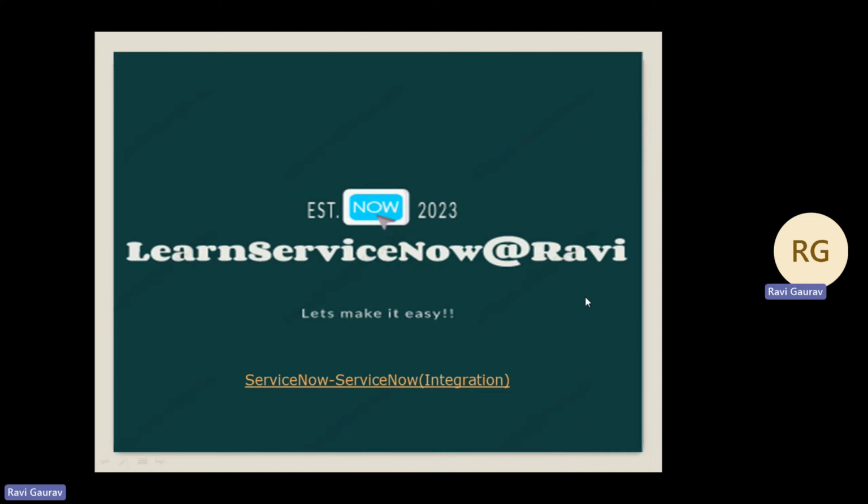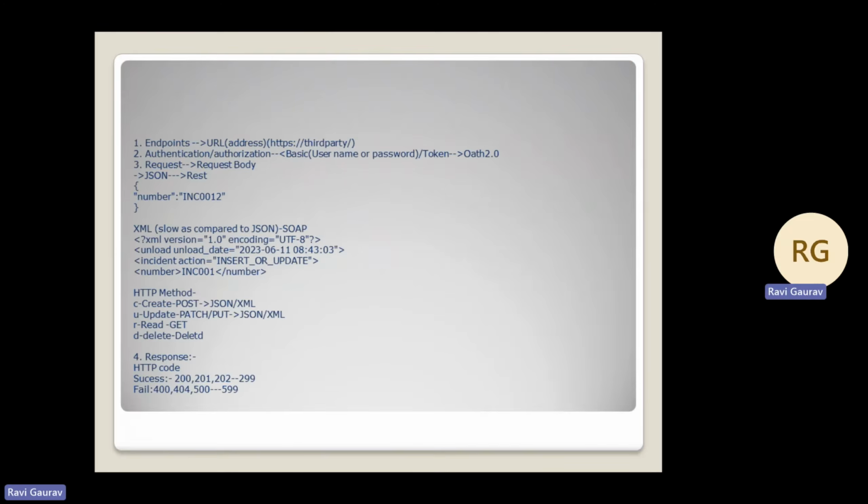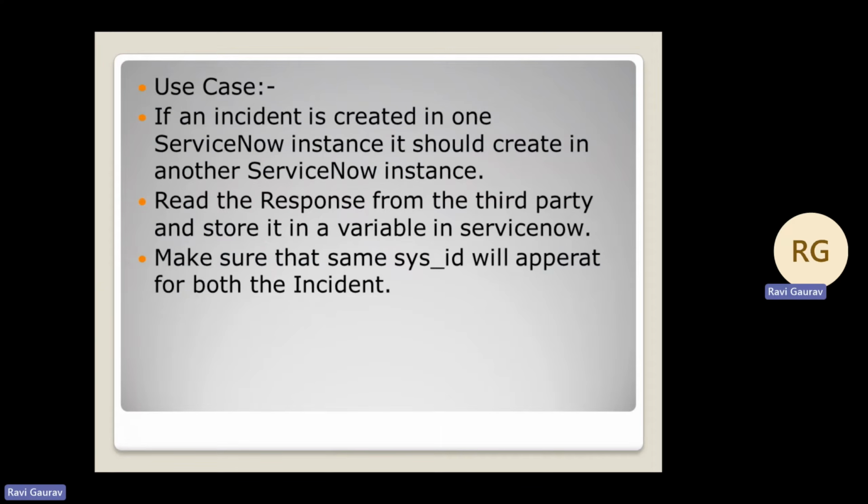In the last video, we saw how an incident is created on a source instance and the same incident is created on the target instance. So this PPT was there, which I shared last time, and this is the use case we covered. First, if an incident is created on one ServiceNow instance, it should be created in another ServiceNow instance.